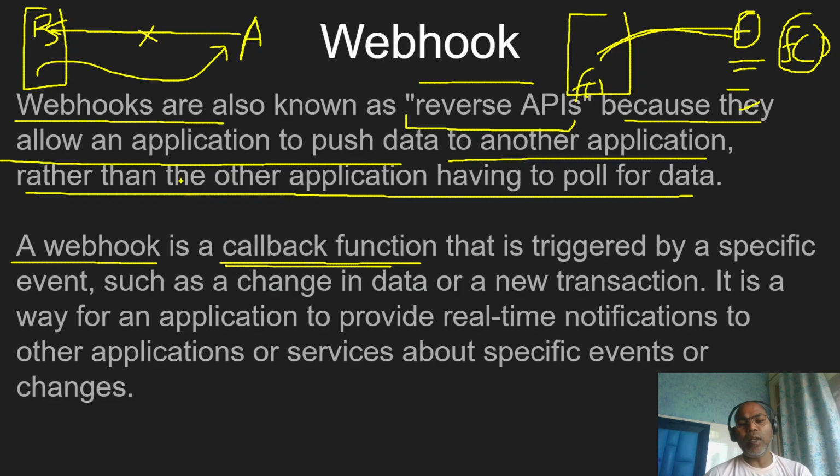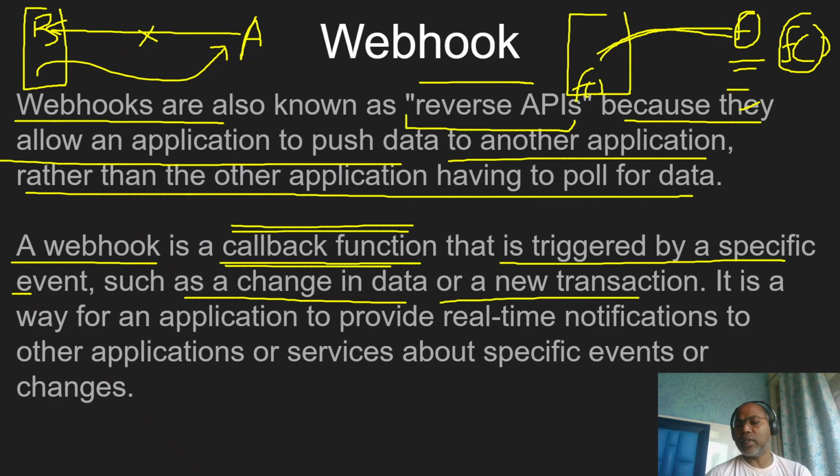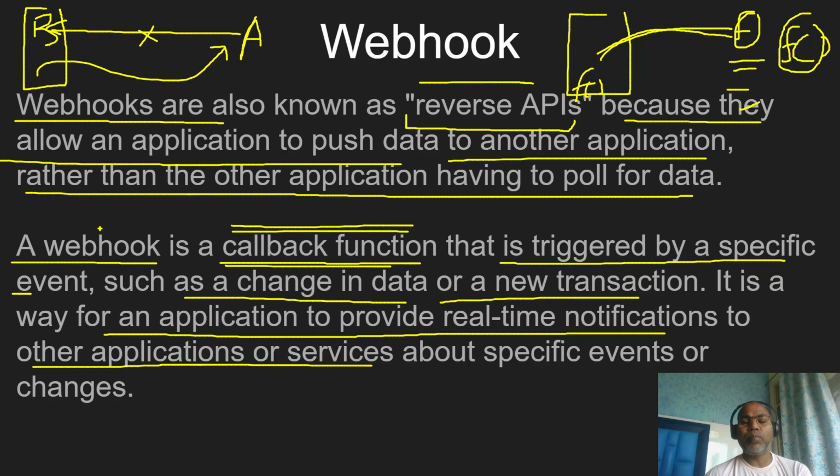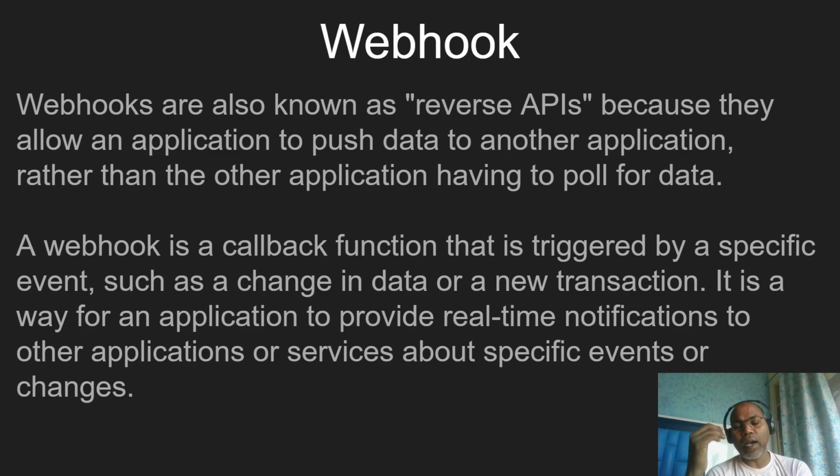Similarly, a webhook can be considered a callback function. This is a callback function that is triggered by a specific event, such as a change of data or a new transaction happening. This way, applications provide real-time notifications to other applications or services about the particular event change. So you can simply say a webhook can be thought of as a reverse API, or a simple webhook callback function.